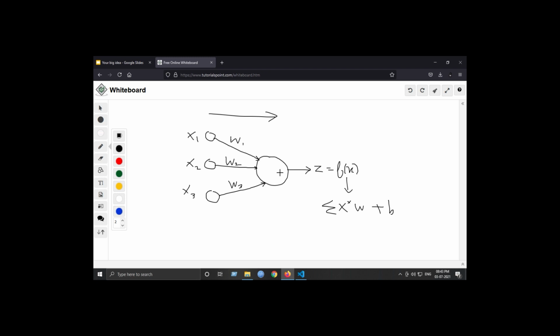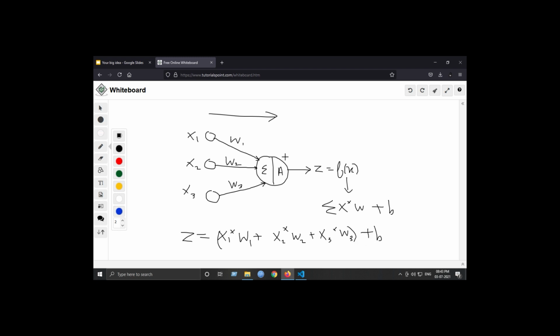Okay, so the main function of this neuron, it has two functions. One is the summation of the product of weights and inputs plus a bias, and then we apply an activation function. This is the summation value, and then this is the activation function. So our z becomes z is equal to x1 into w1 plus x2 into w2 plus x3 into w3, plus a bias value.